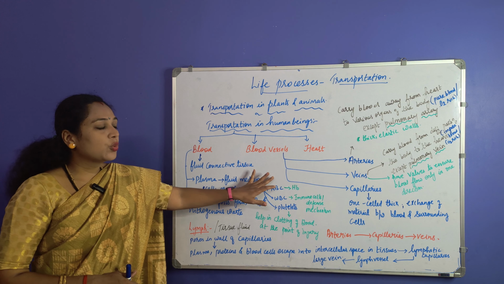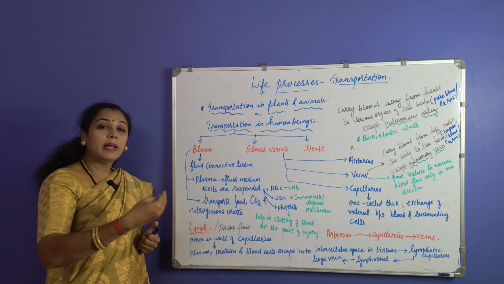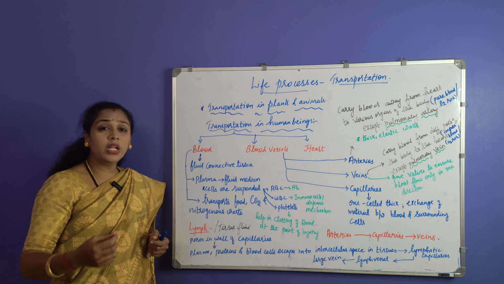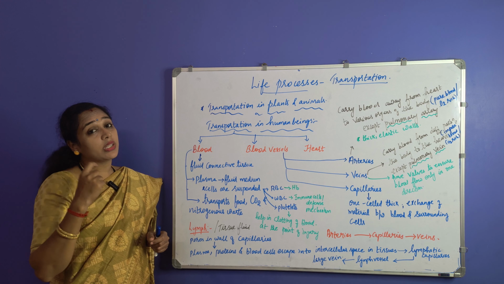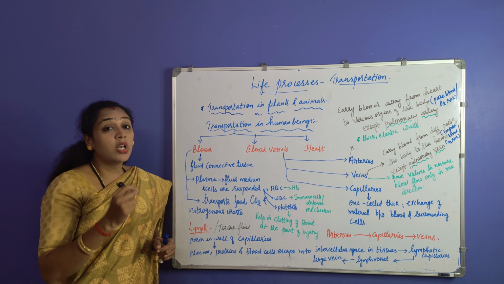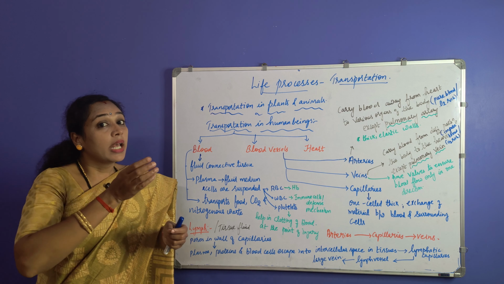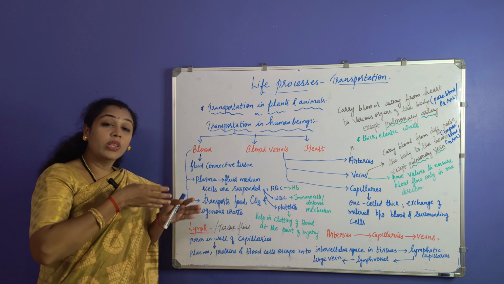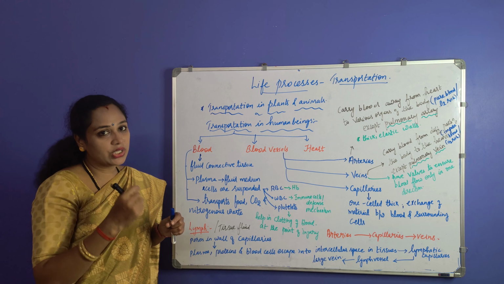And then the last one is about the capillaries. When the arteries finally branch further and further, they become one cell thick blood vessels, and they are called the capillaries. When the arteries are broader and thicker, they cannot reach each and every cell. So they get branched in such a way that they are one cell thick, and that is called capillaries.